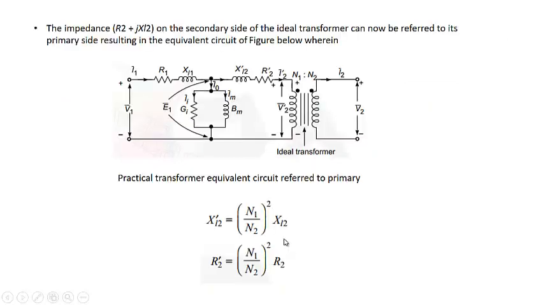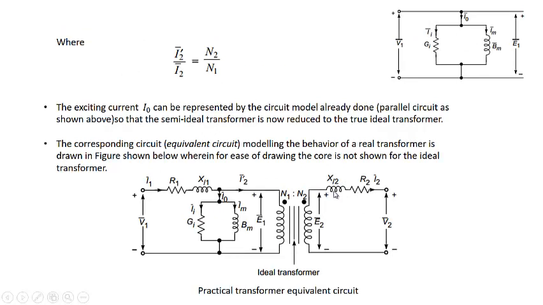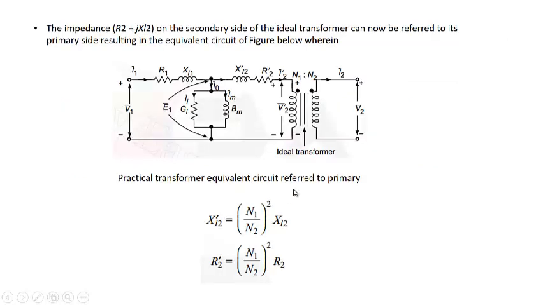Now, these impedances, that is XL2 and R2, can be transferred to this side by the transformer ratio. As we know, an impedance can be changed to the primary side by simply multiplying by the square of the transformer ratio. That is what we have done. The impedance R2 plus jXL2 on the secondary side of the ideal transformer can now be referred to its primary side, resulting in this equivalent circuit.